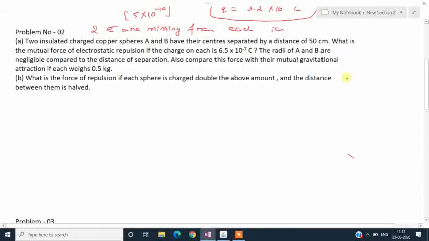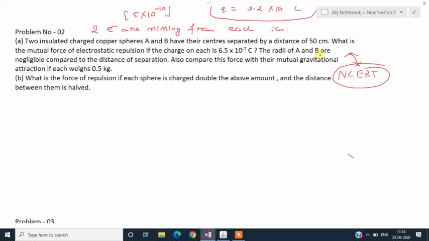The second problem is from your NCERT textbook. This problem is very, very important to compare the electrostatic force and the gravitational force. They both obey the inverse square law. So both are inversely proportional to r square. So let us see what is the thing here.